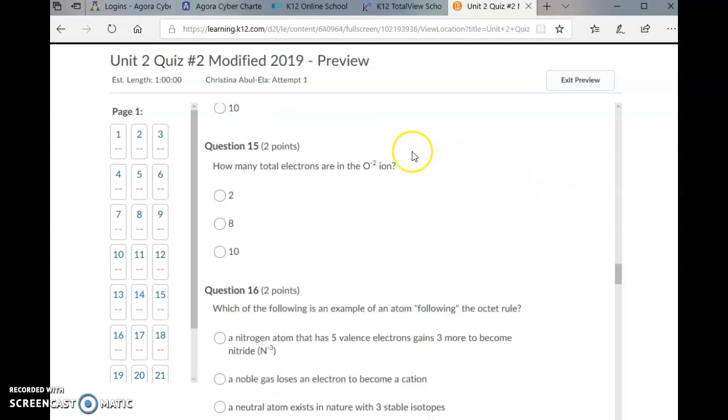Question 15. How many total electrons are in the oxygen -2 ion? 2, 8, 10.